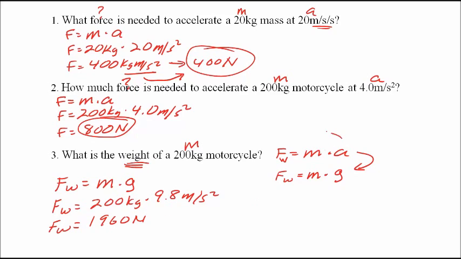Remember, these two are the same equations. Force equals mass times acceleration, and force of weight equals mass times gravity. It's just that we use this second equation whenever we're talking about the weight of an object because it's specifically dealing with weight, and we want to say that when we use that equation.